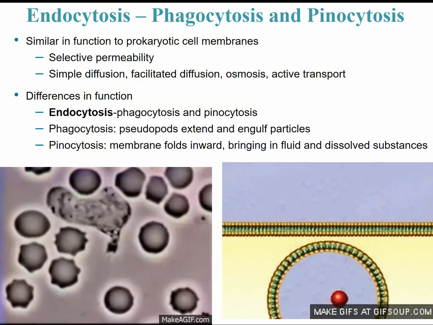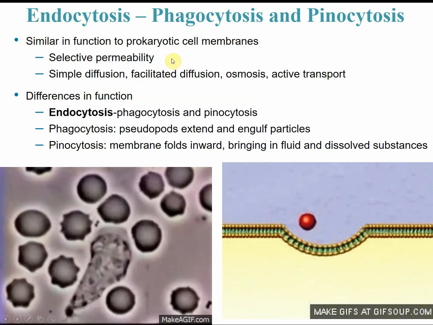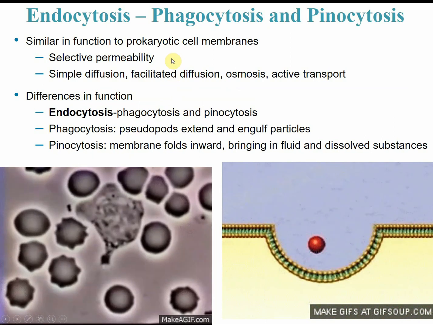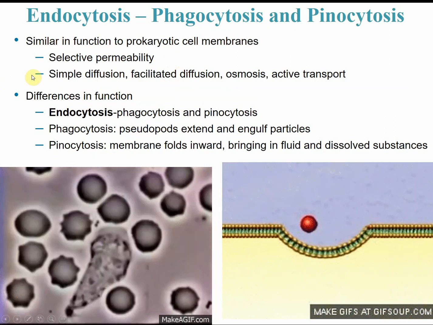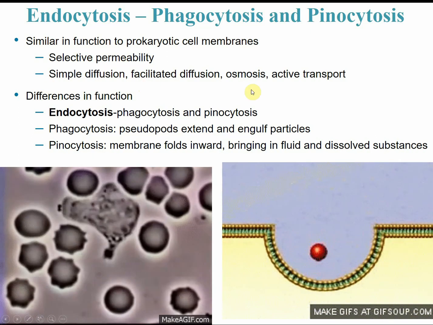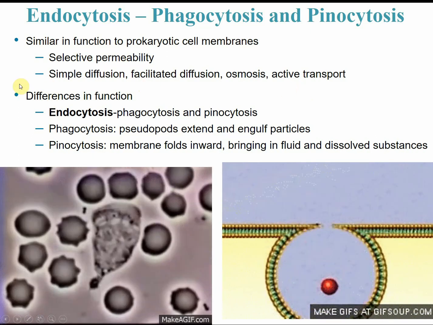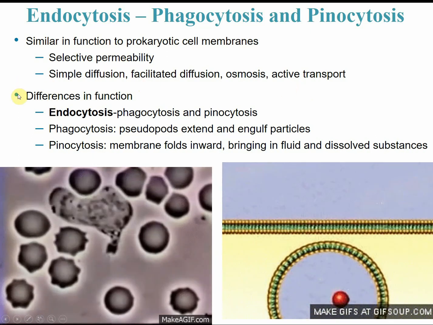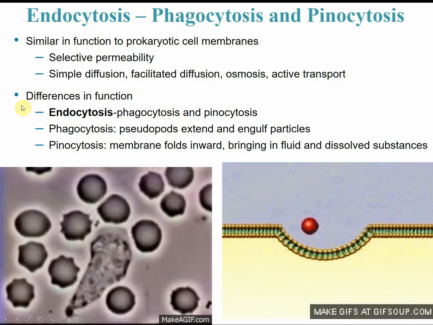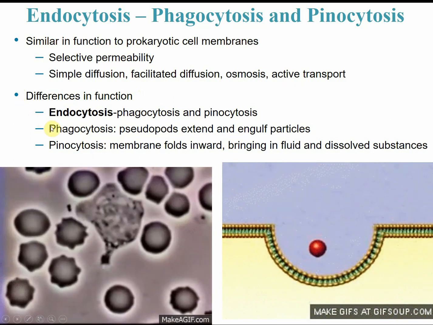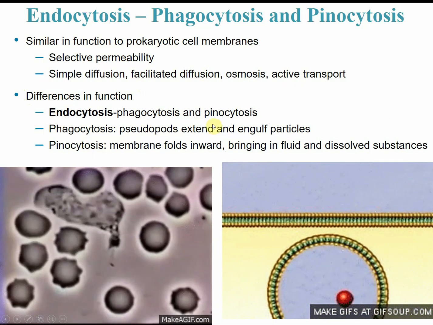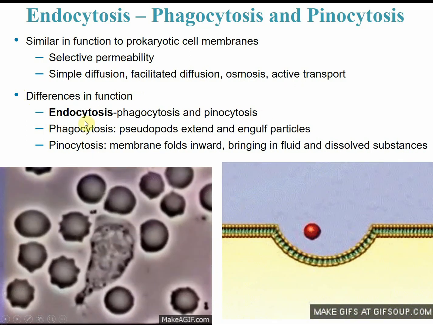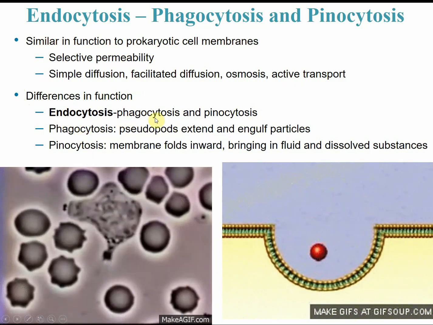The cell membrane has similar functions in both eukaryotes and prokaryotes. It serves as a selective barrier, so it only lets certain things in and out of the cell. Both prokaryotes and eukaryotes are able to undergo different types of diffusion and active transport. Where they differ in function is that eukaryotes are able to undergo endocytosis. The two types of endocytosis are phagocytosis and pinocytosis. Phagocytosis just means cell eating.